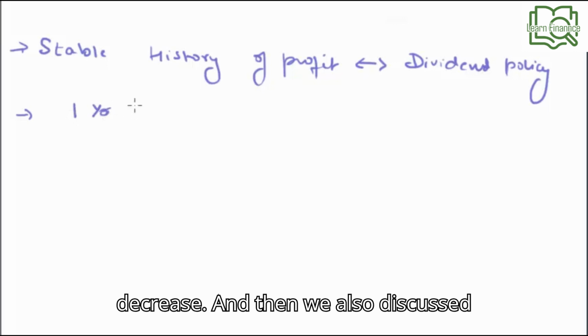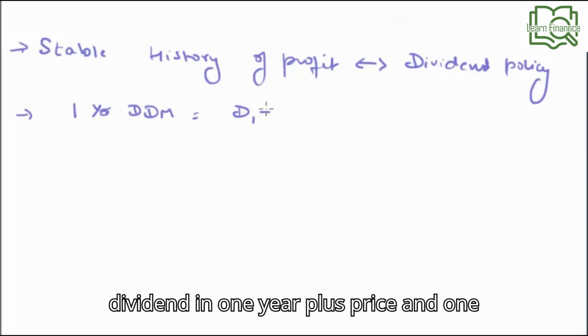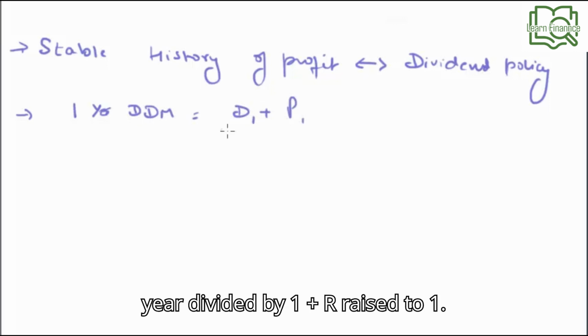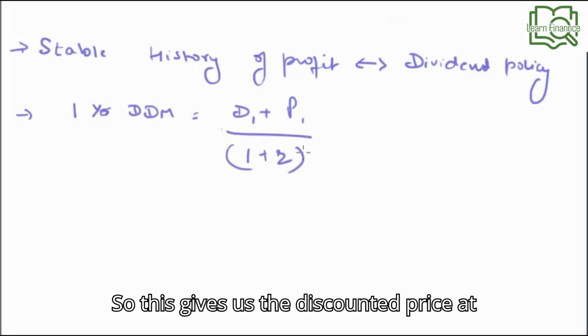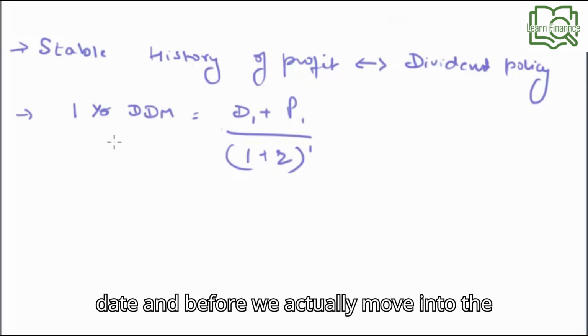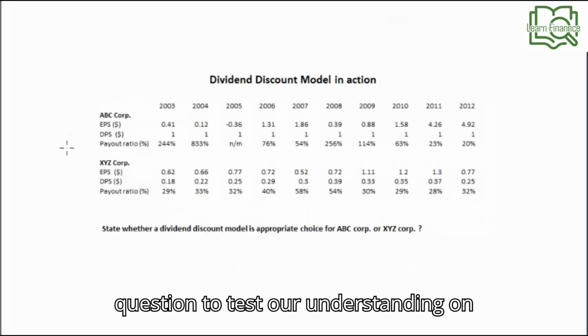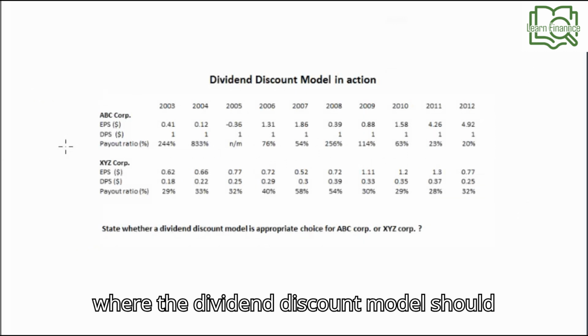decreased. And then we also discussed the one-year dividend discount model. Dividend in 1 year plus price in 1 year, divided by 1 plus r, raised to 1. So this gives us the discounted price at today's date. This is the value at today's date. Before we actually move into the multi-period model, let's try and solve one basic question to test our understanding of where the dividend discount model should be used.